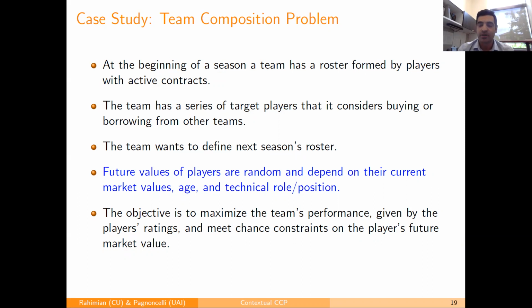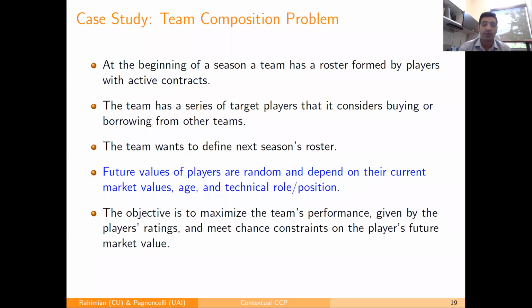Now let me introduce the problem that we consider. This is a team composition problem in the context of a sports team. At the beginning of a season, a team has a roster formed by players that have active contracts, and a series of target players that it would consider buying or borrowing from other teams. You want to come up with the next season's roster, making decisions on buying, selling, lending out, and borrowing players. The thing that is random here is the future market value of the players.